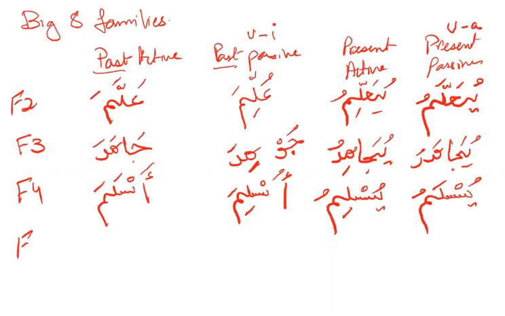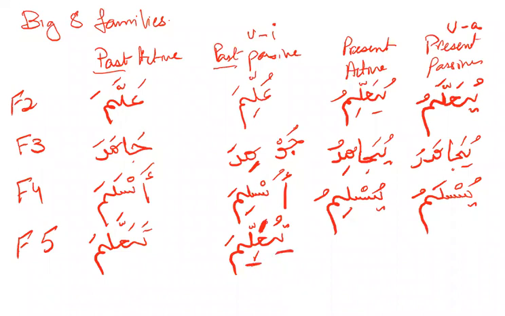Second group, sorry, F5. What is F5? Ta'allama. What will be the past passive? Tu'allima. U-E sound, right? I'm changing the haraka. Only the fa kalma and the an kalma can change the haraka. The rest of the harakas will remain the same, right?